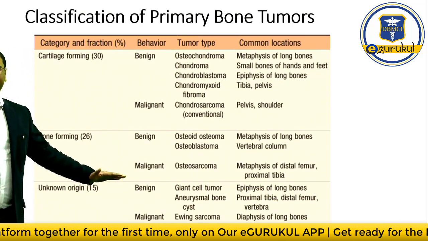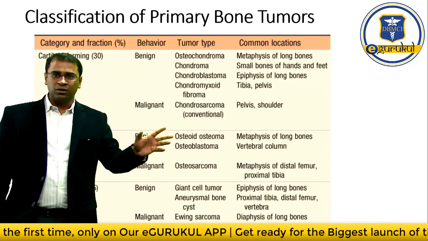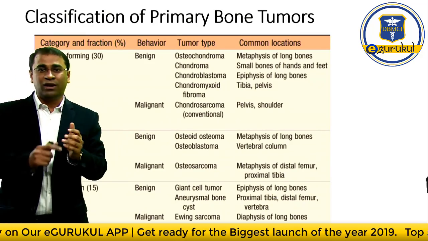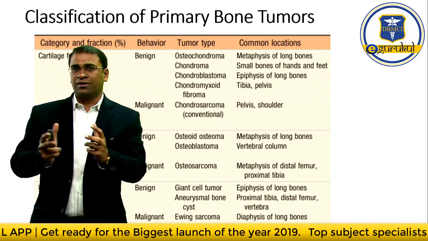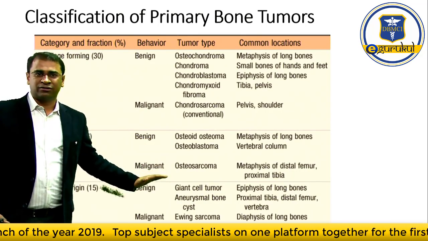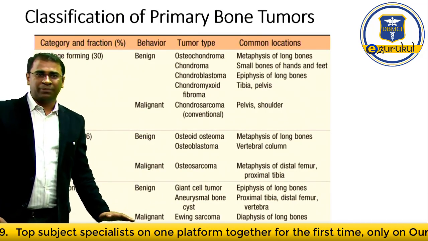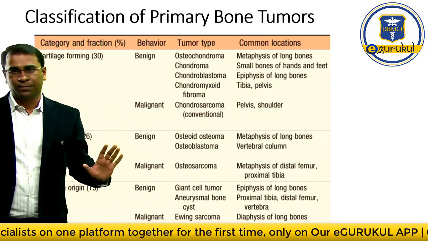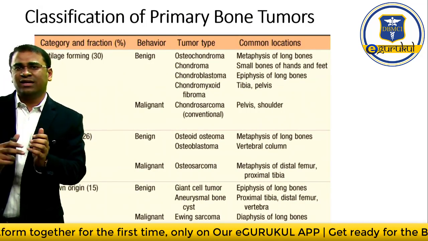Unknown origin will be benign or malignant. In benign, as sir told, some tumors are not exactly benign. They're locally aggressive, like basal cell cancer from the skin, which you remember is locally aggressive. In the same way, there is the giant cell tumor and the aneurysmal bone cyst. In the malignant counterpart, there is Ewing sarcoma. So this is how we'll discuss the whole thing from a basic point of view.